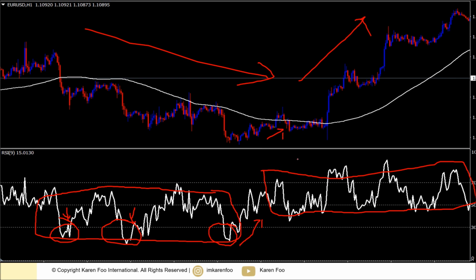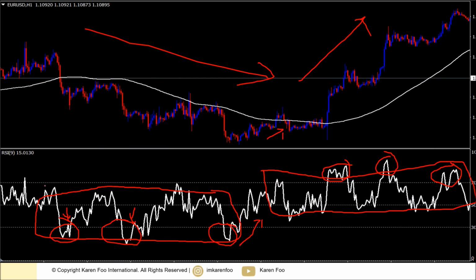Similarly, for an uptrend, you will see a lot of overbought signals. At the start of the trend, if you see overbought, it just means that bullish strength is strong. In the middle of the trend, you see an overbought signal, bullish strength is strong. But if you see it at the end of the trend, then you need to take note. It probably means that a reversal is coming up, okay?